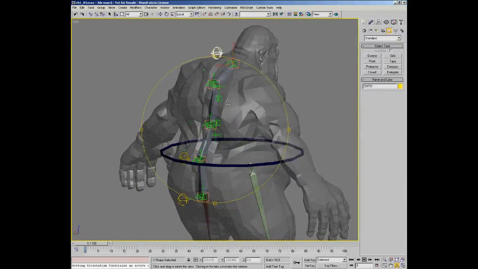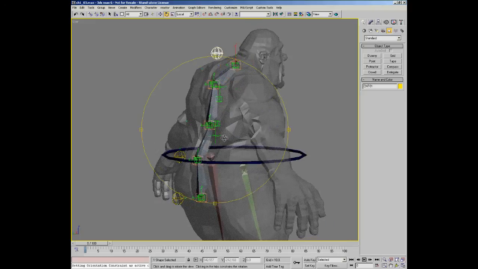Something I'll cover in an advanced tutorial is how to get a localized twist along the spinal column. As you see right now, I'm actually changing the position of a lot of the bones when I rotate it. With further setup, you can get it so it twists along its length.